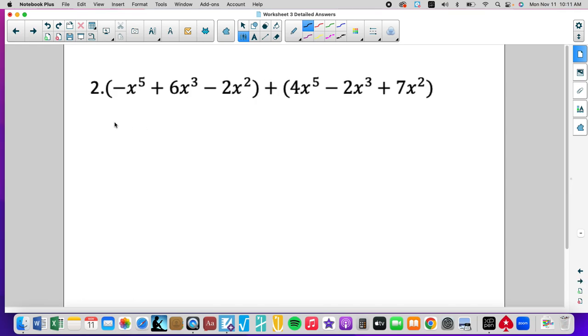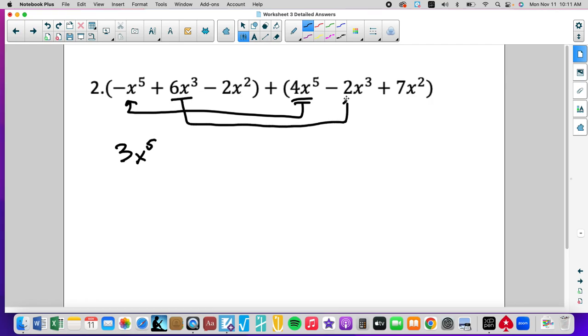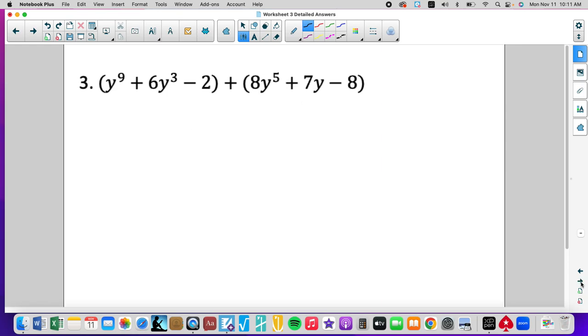Again, it's addition, so I can just look to combine. I don't really need to do much here. 3x to the 5th. I'm looking for a pair in the other, and that's going to be plus 4x to the 3rd. This also has a pair, and that's going to be plus 5x squared. And we want to just make sure that it's in descending order. We want to make sure that those are like terms.